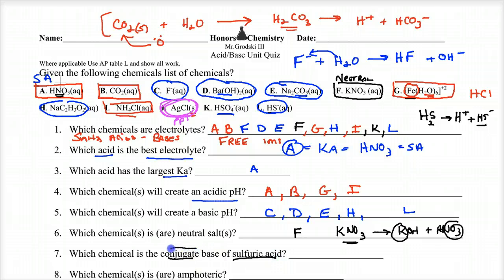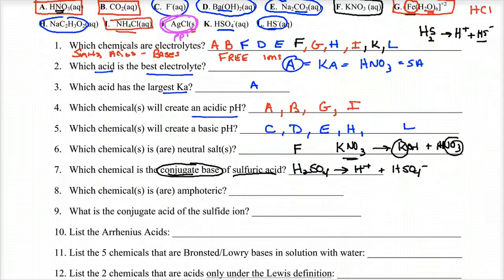Which chemical is the conjugate base of sulfuric acid? Conjugate means what's left over of the same chemical after it acts as an acid. So sulfuric acid is H2SO4. It gives off a proton. What's left over? HSO4 negative. Don't forget the charge. If you forget the charge, it's wrong.